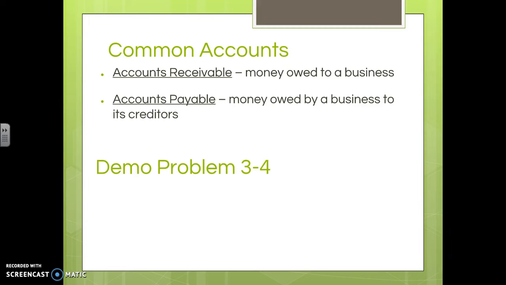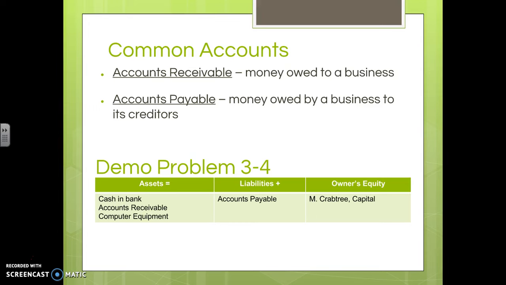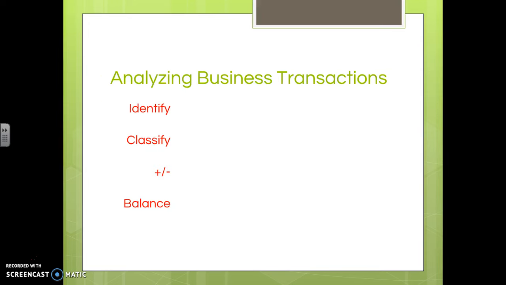All right, now let's take a look at demo problem 3.4. Please take that out and let's go through the different steps of completing that. In order to complete that, you'll need to realize that we have five different accounts. We have 3 asset accounts: cash and bank, accounts receivable, computer equipment, accounts payable, and M. Crabtree Capital.